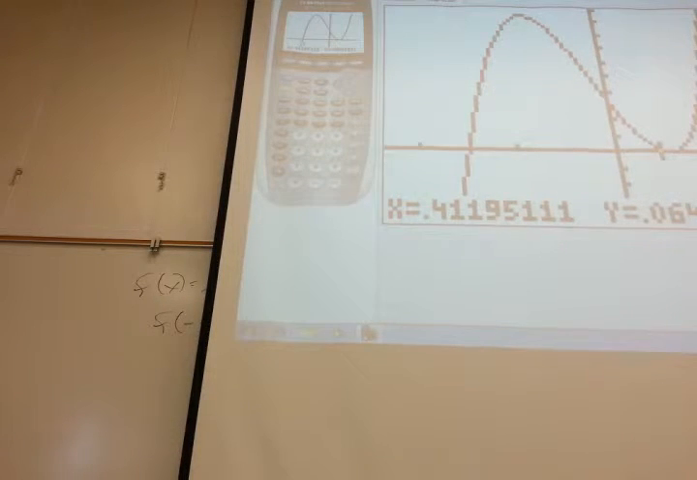All right, how do I find this root? Root way over here. Otherwise known as the... what do you call it here? The root is also known as the what of the function?